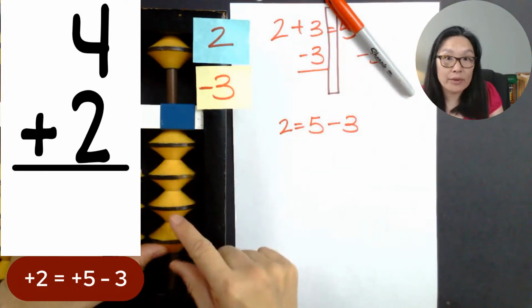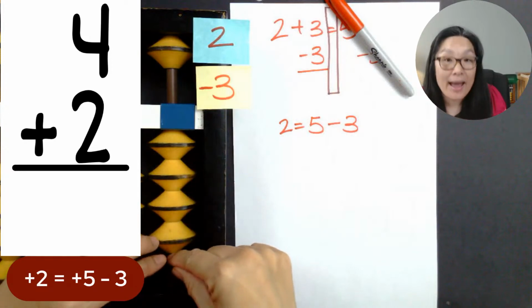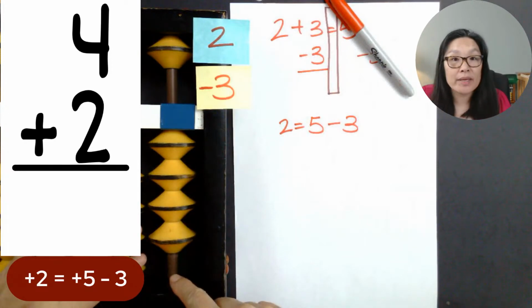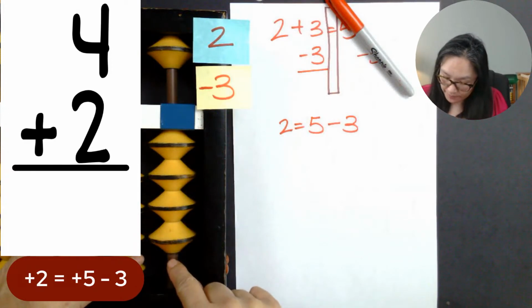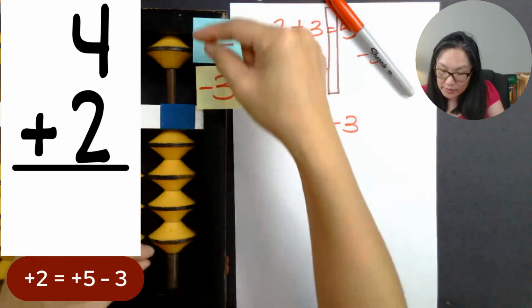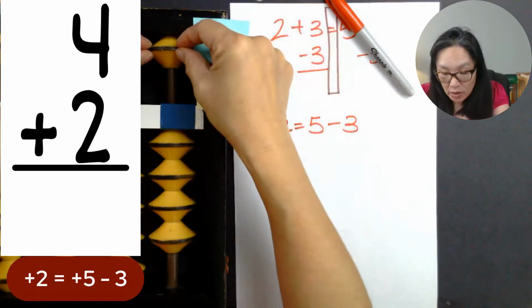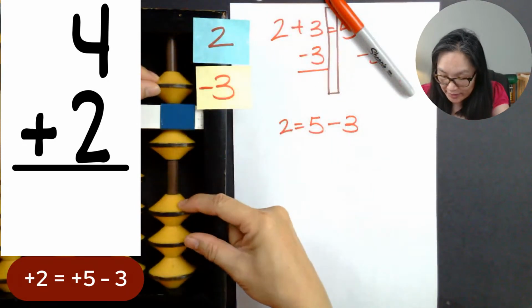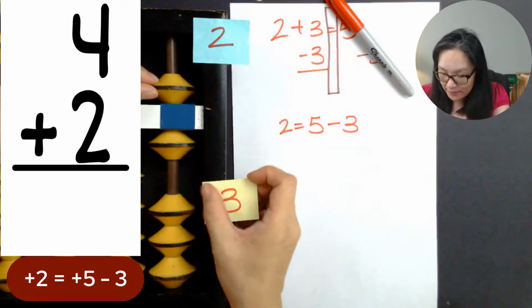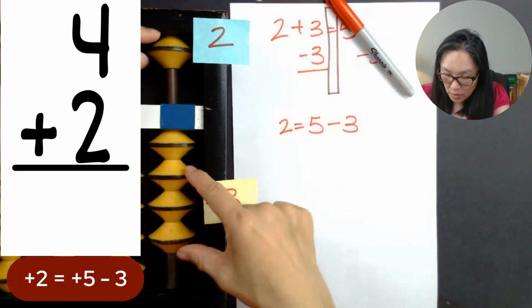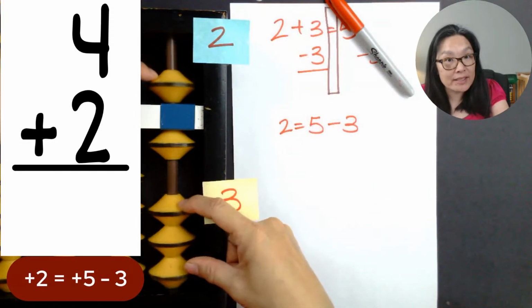So we add 4 and we take away 2, and we want to add another 2. We don't have enough beads to add another 2, so we need to go to the 5. We need to go to the 5 and minus the 3 down together at the same time. So that's how we're doing it. We plus the 5 minus 3.